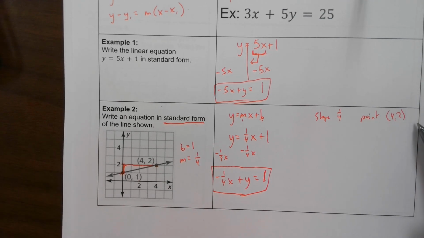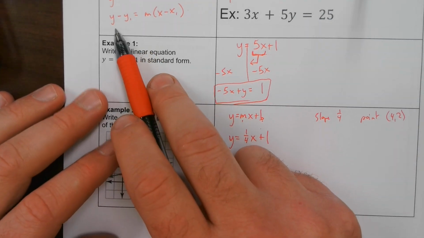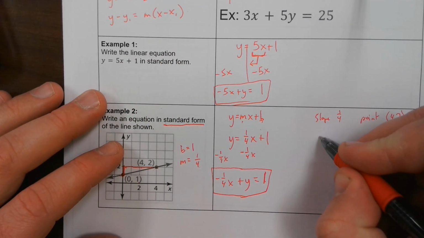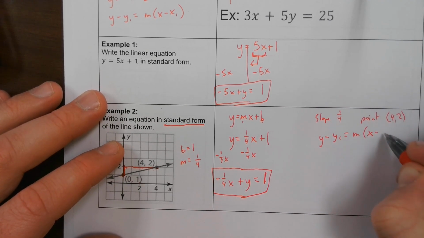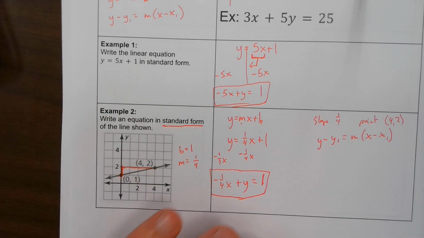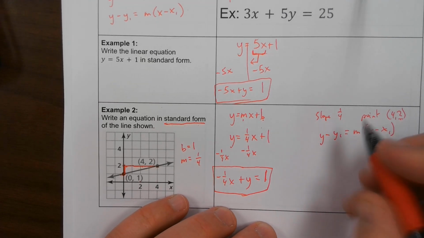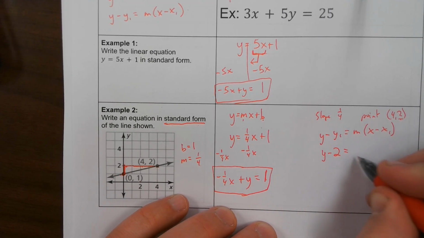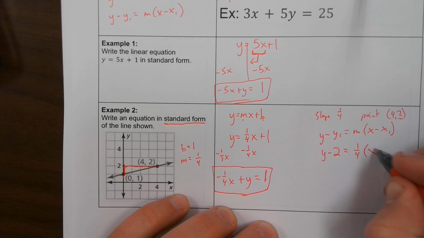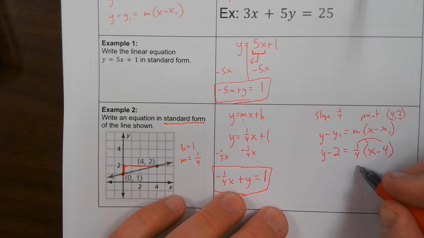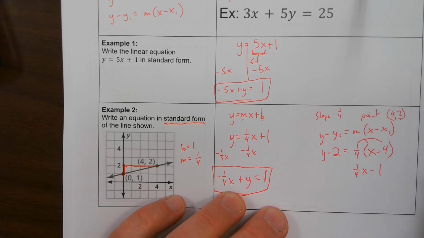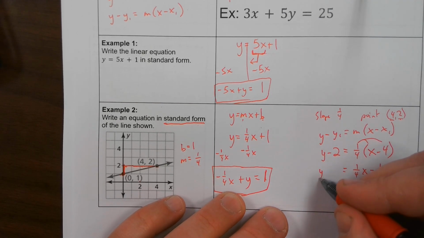If that's all we had, we would have to do the long way. So we would have to do y minus the first y equals m times x minus the first x. In this case, the first y is 2, so I'd have y minus 2 equals 1/4 times the quantity x minus 4. Then I would distribute, and I would get 1/4 x minus 1. And over here, y minus 2.